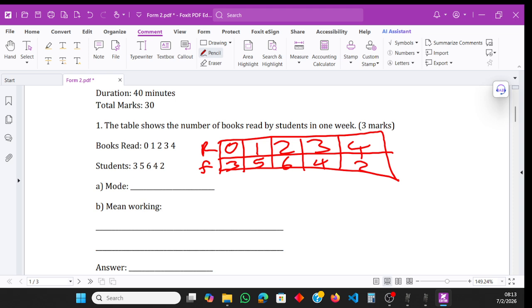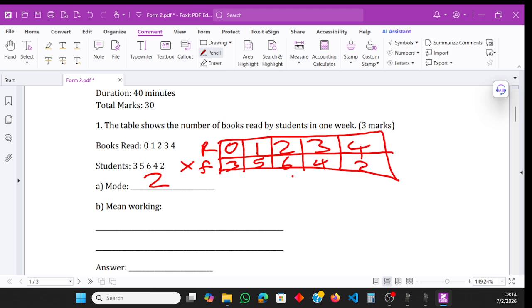Now, we're interested in the frequency because when we look at the mode, it is the number which is repeated the most. So we pick it from the frequency here. So the value repeated the most should be 6. But 6 is denoting value 2. So it means our mode is actually 2.